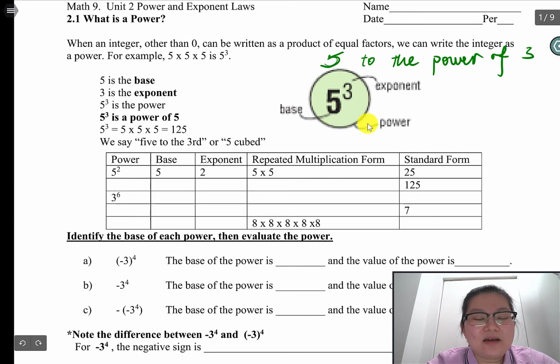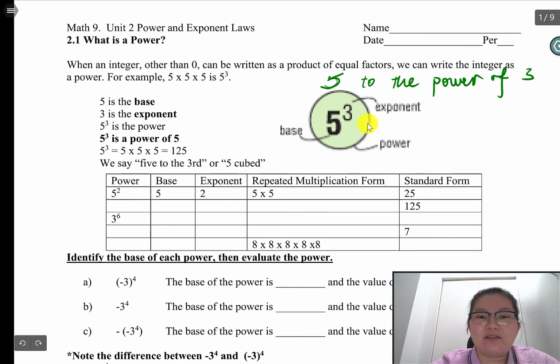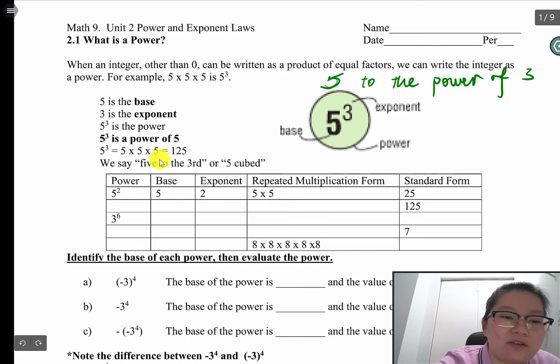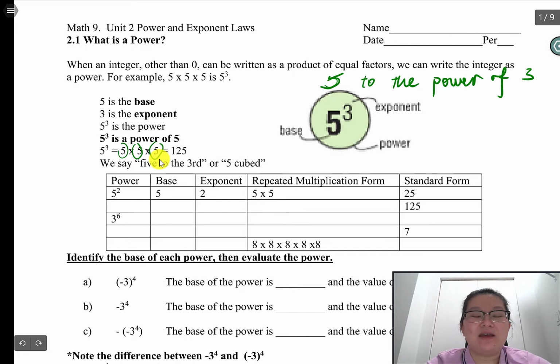So what does that mean? If I have 5 to the power of 3, this means that 5 is the number that I am going to write down. I'm not actually going to write the number 3 down. 3 tells me how many times 5 has to multiply itself. So I have 5 times 5 times 5. There are 3 5s. 1, 2, 3 5s that are multiplying itself, and that's going to give us 125.